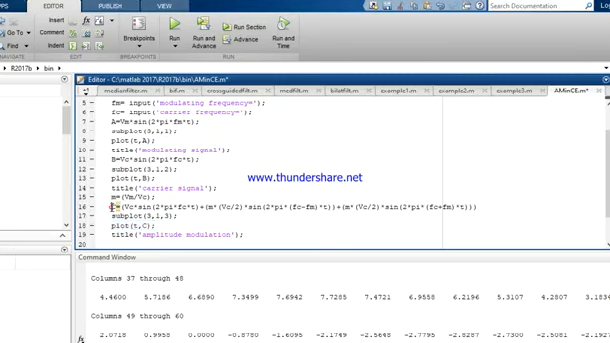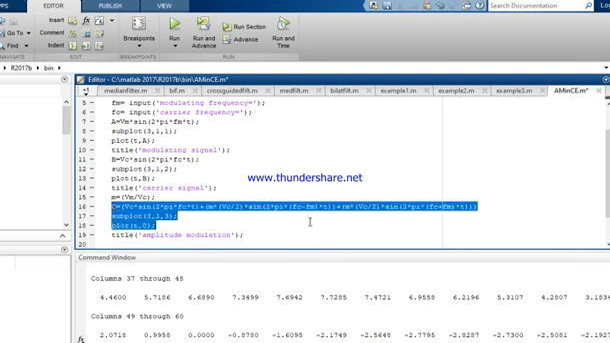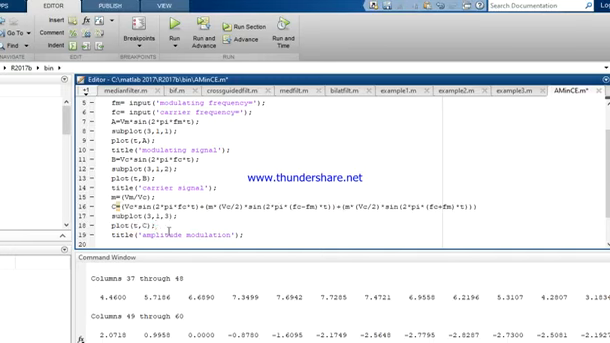So the c value will come on the y-axis, and on the x-axis we put t. Now the title we can put as amplitude modulation. So it's a very simple experiment on how we can generate amplitude modulation in MATLAB. Now I can put the run command, and after that we will get the final amplitude modulation output one by one.